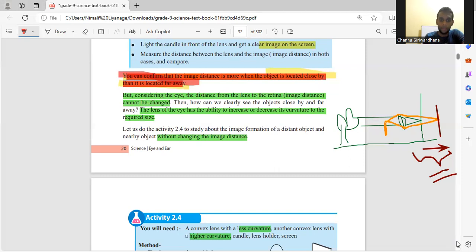The lens of the eye has the ability to increase or decrease its curvature to the required size. Our eye lens can change its curvature. By changing the curvature, it can change the focal length where the light rays are focused after the refraction. Our eye lens can change the focal length, so the image distance will be changed with the curvature of the lens.